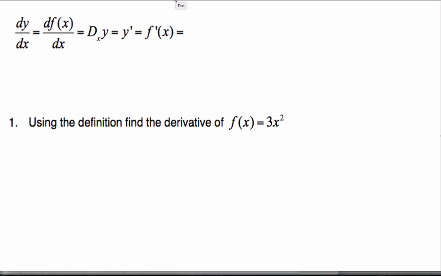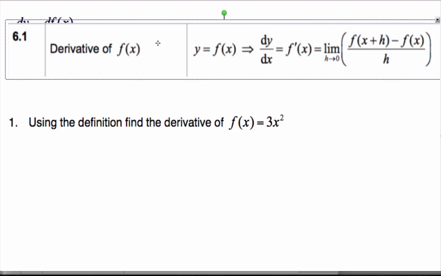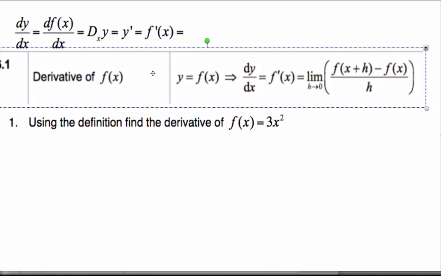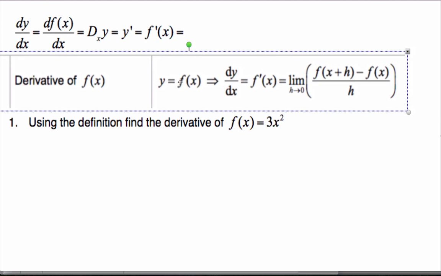Alright, in this video we're going to talk about finding the derivative using the definition of the derivative. And from our formula booklet, we are told this information here. The derivative of f of x is equal to y as f of x, dy over dx, which is one notation. df of x over dx is another notation. Derivative of y with respect to x is another notation. Or we say y prime or f prime of x is equal to this definition here.